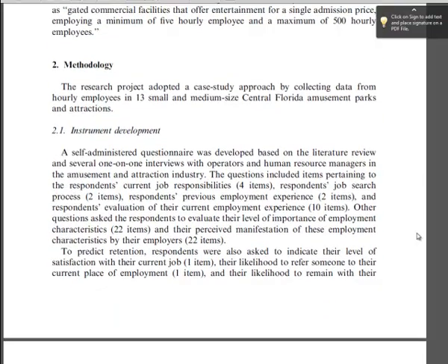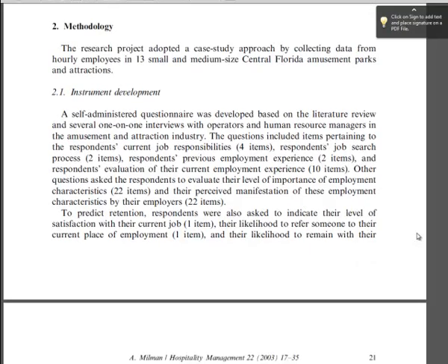Now, as good as I think his introduction is, I think his method section to me leaves a little to be desired. The typical sections of a methodology section are the subjects or the participants, the instrument, and the procedures.